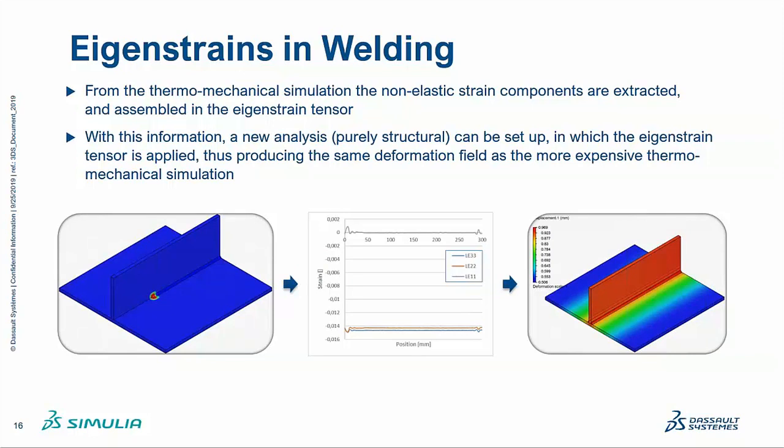With this information, it's then possible to set up, and that's what we do, a new analysis, which is a purely structural one, not a thermomechanical one, in which the eigenstrain tensor is applied to produce the same deformation field as the computationally more expensive thermomechanical simulation. So what you see here is going from a small simulation to a full deformation field on the right-hand side.